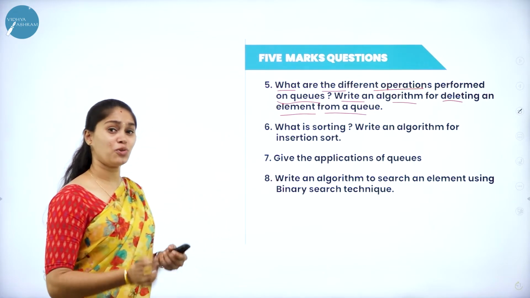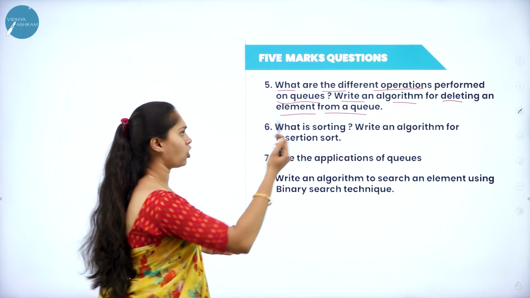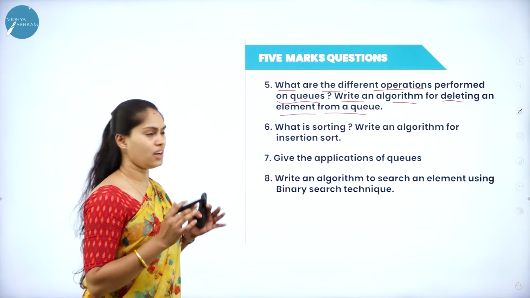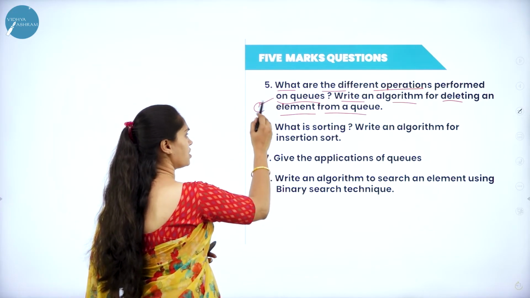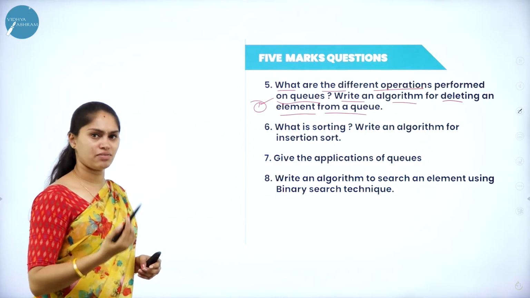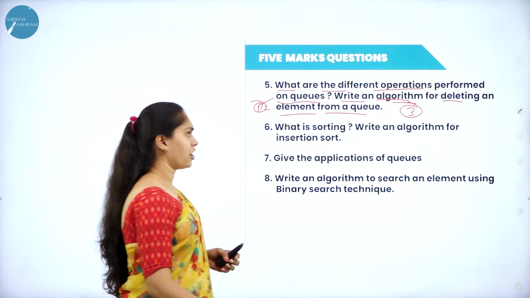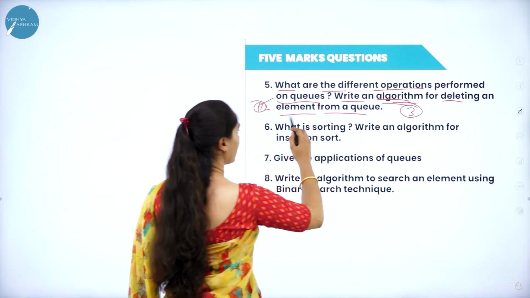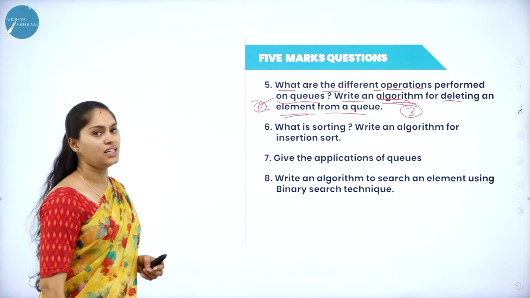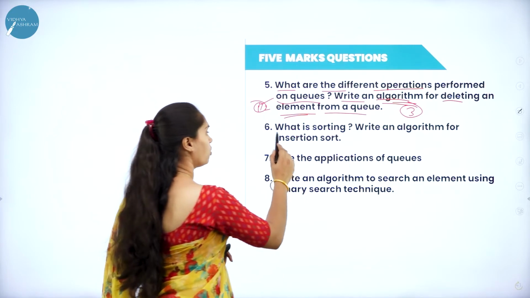They are just asking you to mention. No need to explain the operations which are going to be performed on a queue. So write the definition, write its operations. That will be for either 1 or 2 marks. If you write an algorithm for deleting an element from a queue, that will be for 3 or 4 marks. Next, what is sorting?